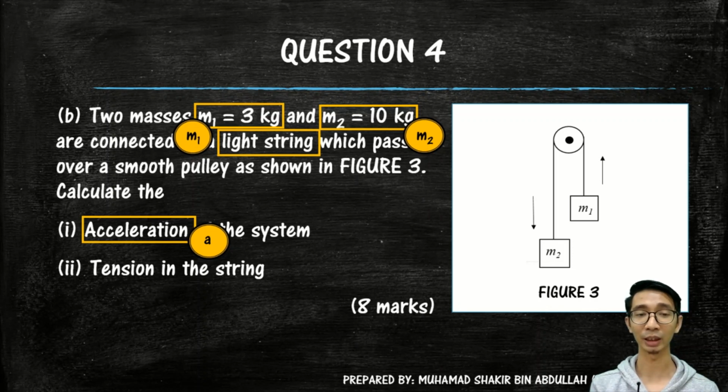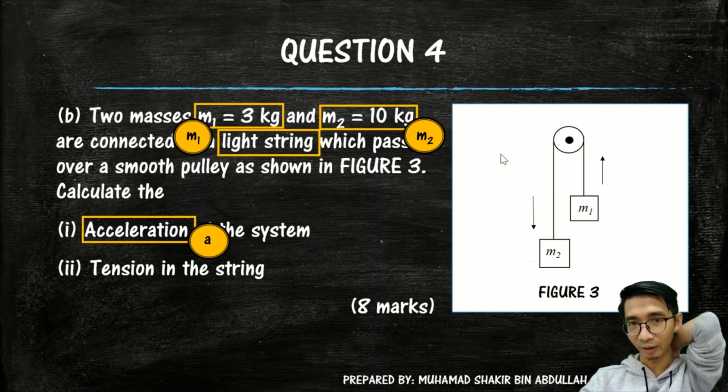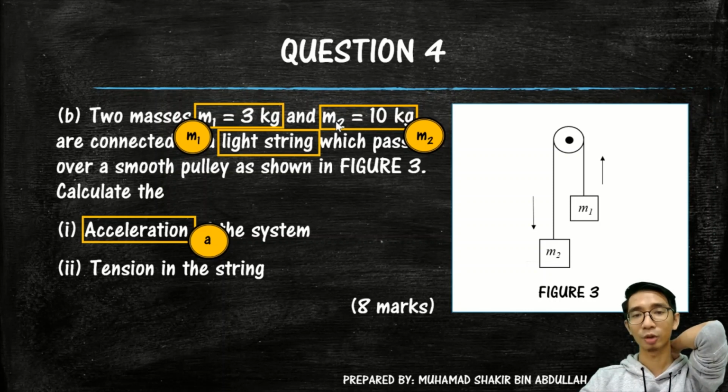So M2 is much bigger than M1. So you can see here we are following the bigger mass. Since M2 is 10 kilo, this is why it is moving downwards, and M1 is going to be moving upwards, connected by a light string. You have a light string there. String means you have a tension, and you already have a mass, so you have a weight. So two forces already.